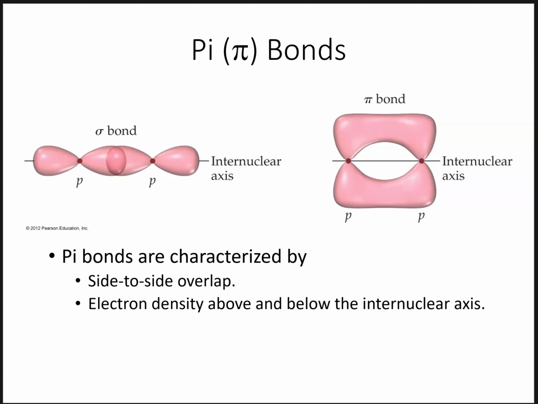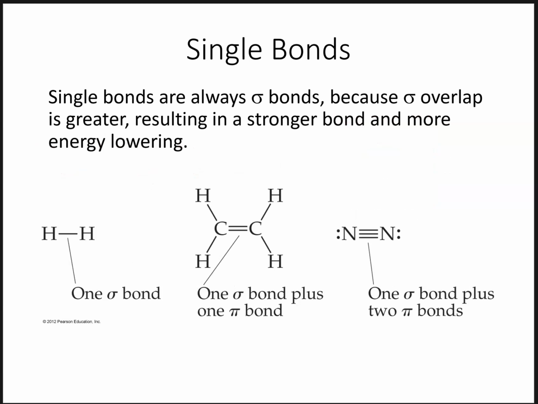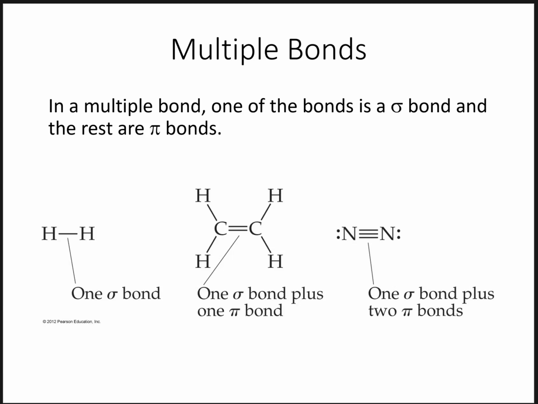But here's the thing you have to remember. The first bond formed is always a sigma bond. Each additional bond formed after the first between two elements is a pi bond. Sigmas are always the first bond formed. Pi bonds are only formed as you need increasingly more bonds between the same two elements.